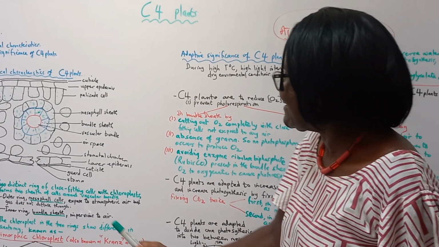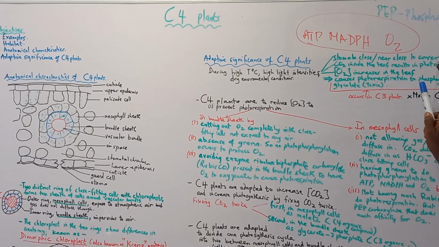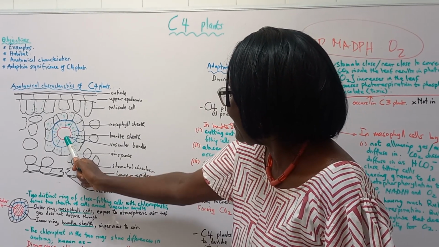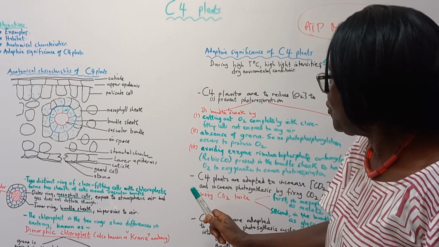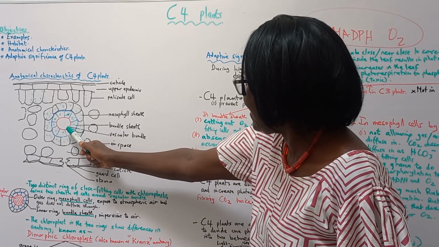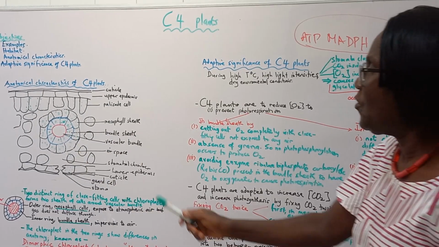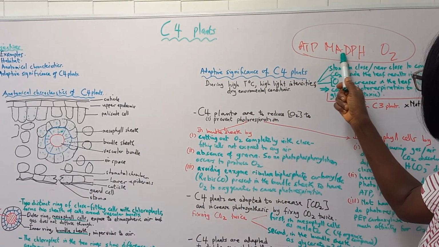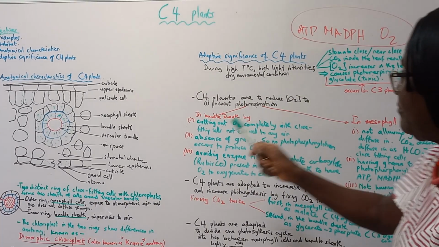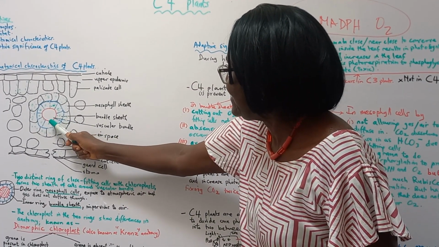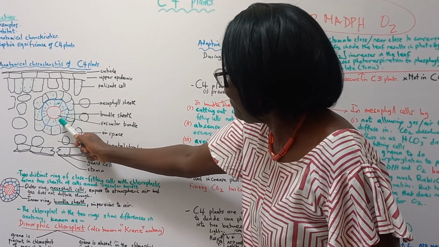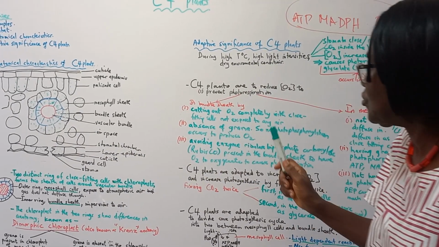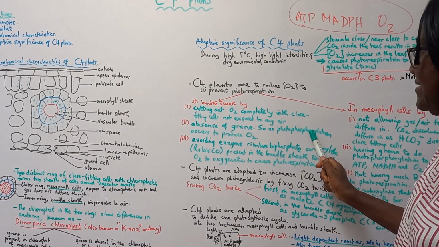Then another way to prevent photorespiration in the bundle sheath is the absence of grana in the chloroplast. You know, when grana are available, there will be photophosphorylation to produce ATP, NADPH, and oxygen. But then there is no grana in the chloroplast of the bundle sheath. So no oxygen is produced from photophosphorylation. That is this point.